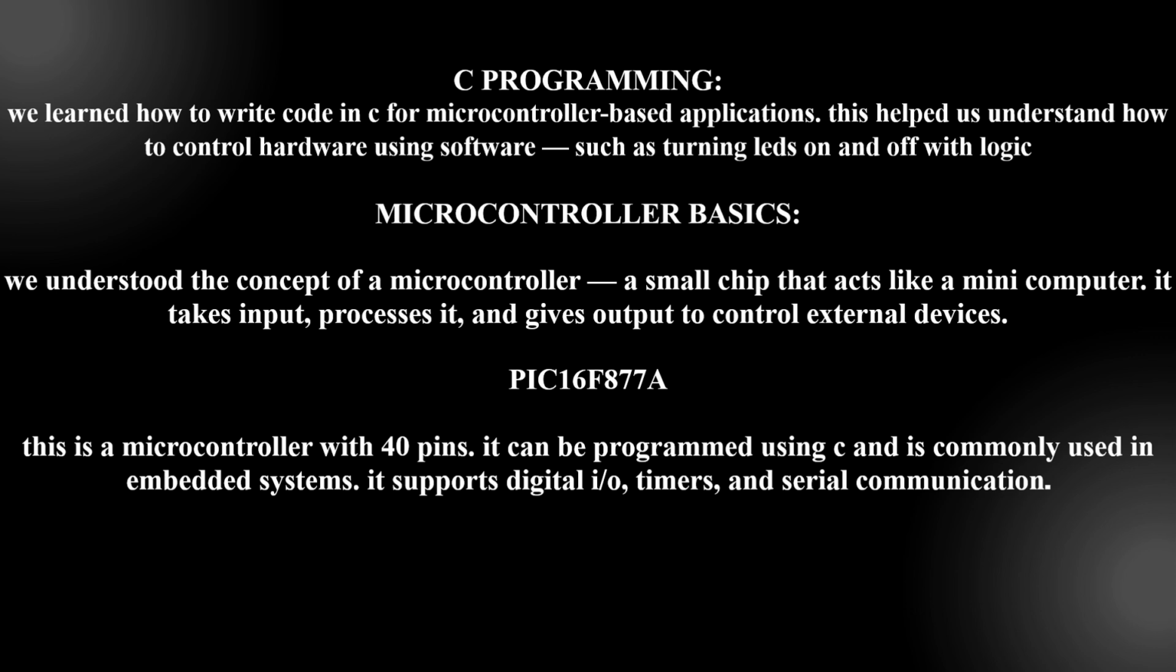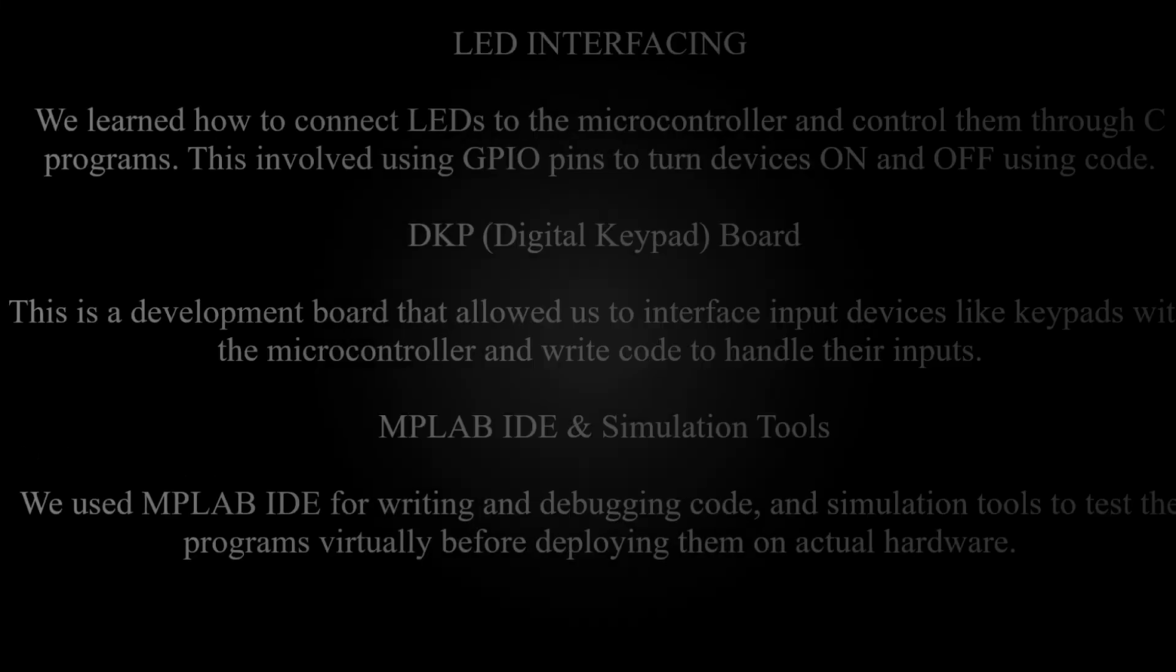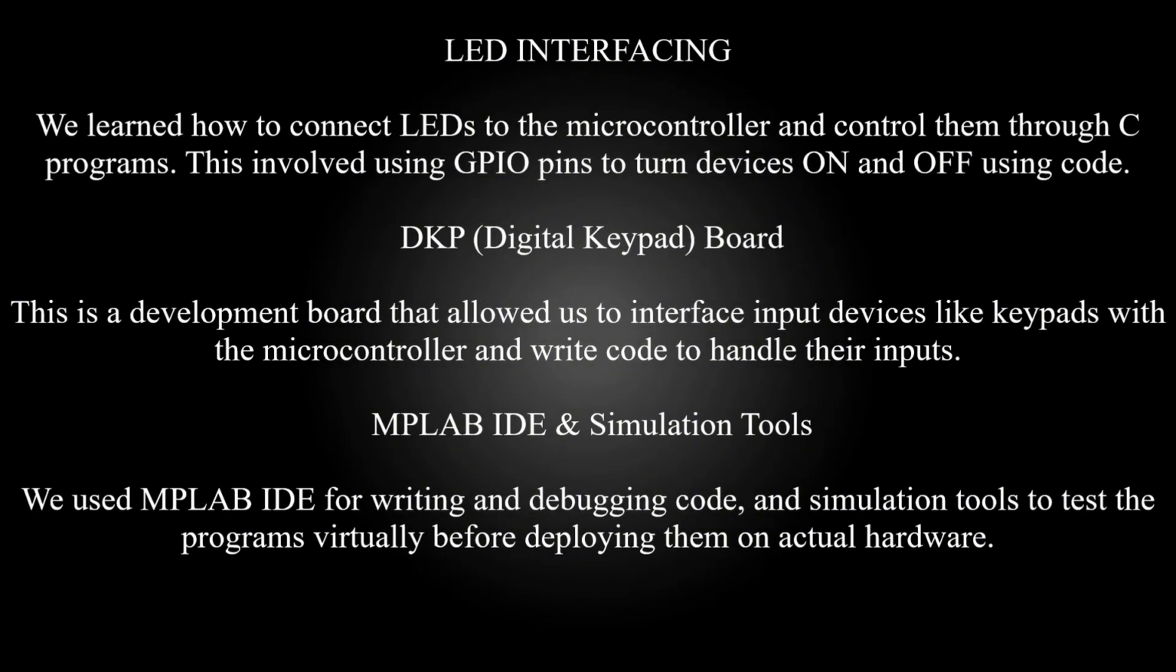PIC16F877A: this is a microcontroller with 40 pins. It can be programmed using C and is commonly used in embedded systems. It supports digital I/O, timers and serial communication. LED interfacing: we learned how to connect LEDs to the microcontroller and control them through C programming. This involved using GPIO pins to turn devices on and off using code.